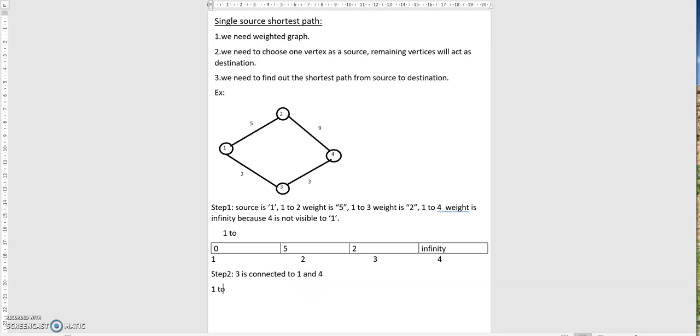1 to 3, then we need to calculate 3 to 4, and 3 to 1. Okay, calculated 1 to 3 and 3 to 4. That means totally 1 to 4. Here I need to calculate 1 to 3, then 3 to 1. That means totally 1 to 1.